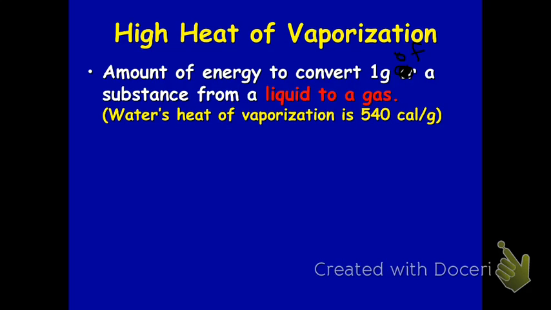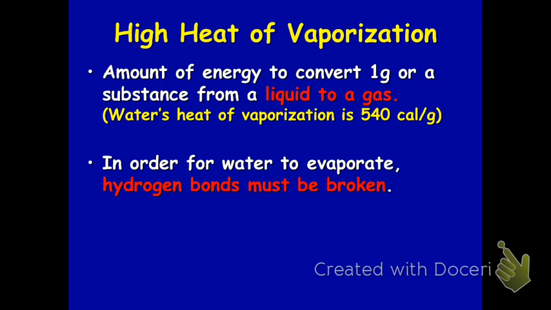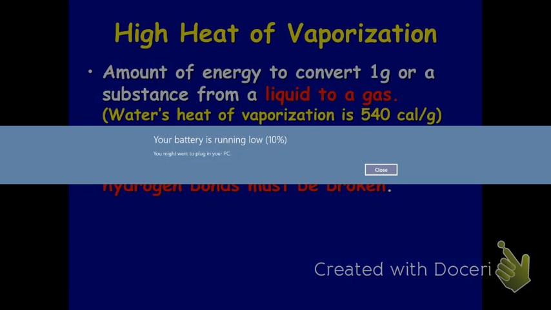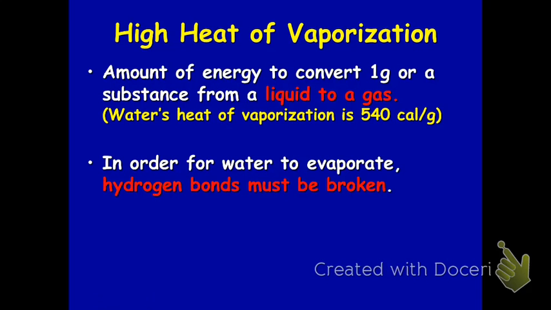It takes a lot of energy. Making steam, believe it or not, is not necessarily very energy efficient. Okay. So vaporization is converting a gram of a substance from a liquid to a gas. Now, the reason for this, people, is that in order for the water to evaporate and leave the surface of the liquid and become a gas, all the hydrogen bonds on the surface must be broken. So in order for the water to evaporate, hydrogen bonds must be broken on the surface.